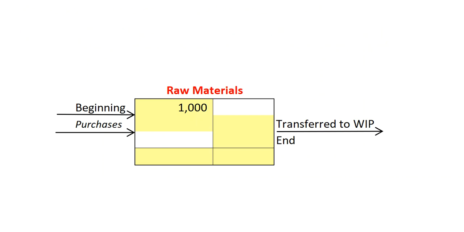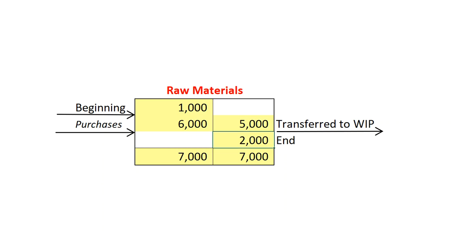If we have beginning inventory of $1,000, we make purchases of $6,000. That gives us $7,000 available for production. And we're going to need to make sure we account for that full $7,000. So it needs to either be transferred to work in process or left in ending raw materials inventory. If we transfer $5,000 to work in process, that means our ending raw materials inventory should be $2,000.